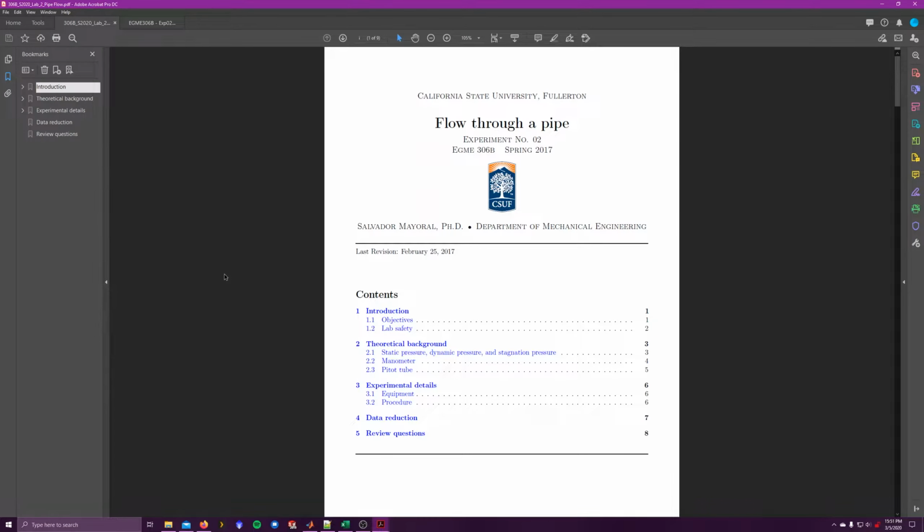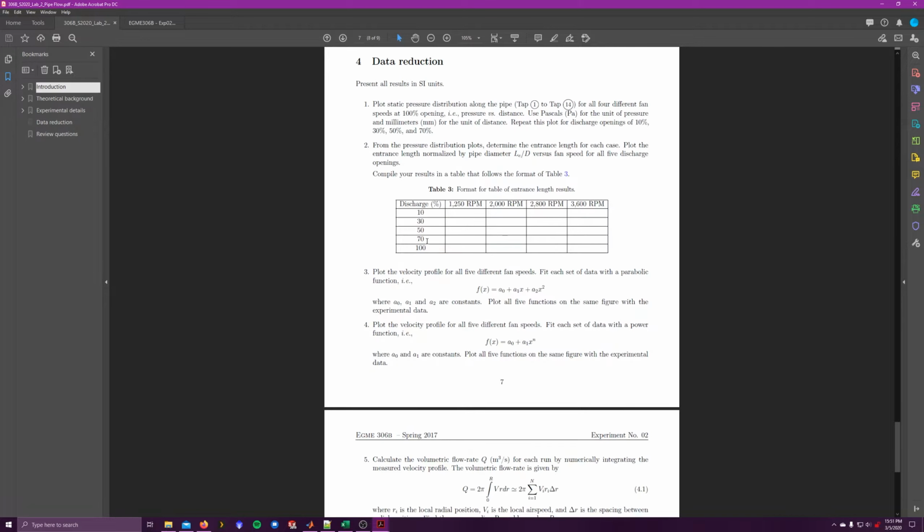Okay, so this is going to be the data reduction video for the second lab. This is flow through a pipe. So let's look at the data reduction that we have to do. We want to look at the static pressure distribution that we had for all of our static ports along the length of our pipe.